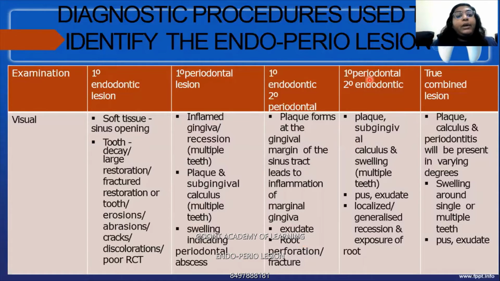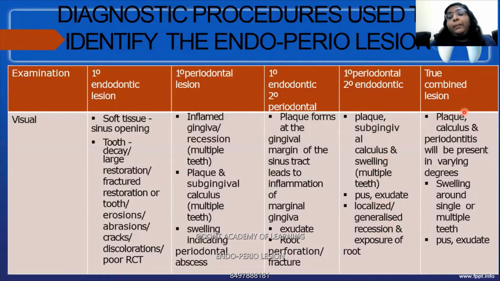Coming to primary perio and secondary endo, you will be able to see plaque, maybe subgingival calculus, and swelling related to multiple teeth. Pus and exudate will be seen, localized or generalized recession and exposure of the root. So here the cause of the endo problem is not endo, but it is perio-related. That means the lesion began in the periodontium. What indicates that is basically this: when you see subgingival calculus, it's a very strong indication that the periodontal lesion has come first. Okay, the periodontal lesion is the culprit here, and that has led to swelling and pus and exudate and generalized recession, exposure of the root.